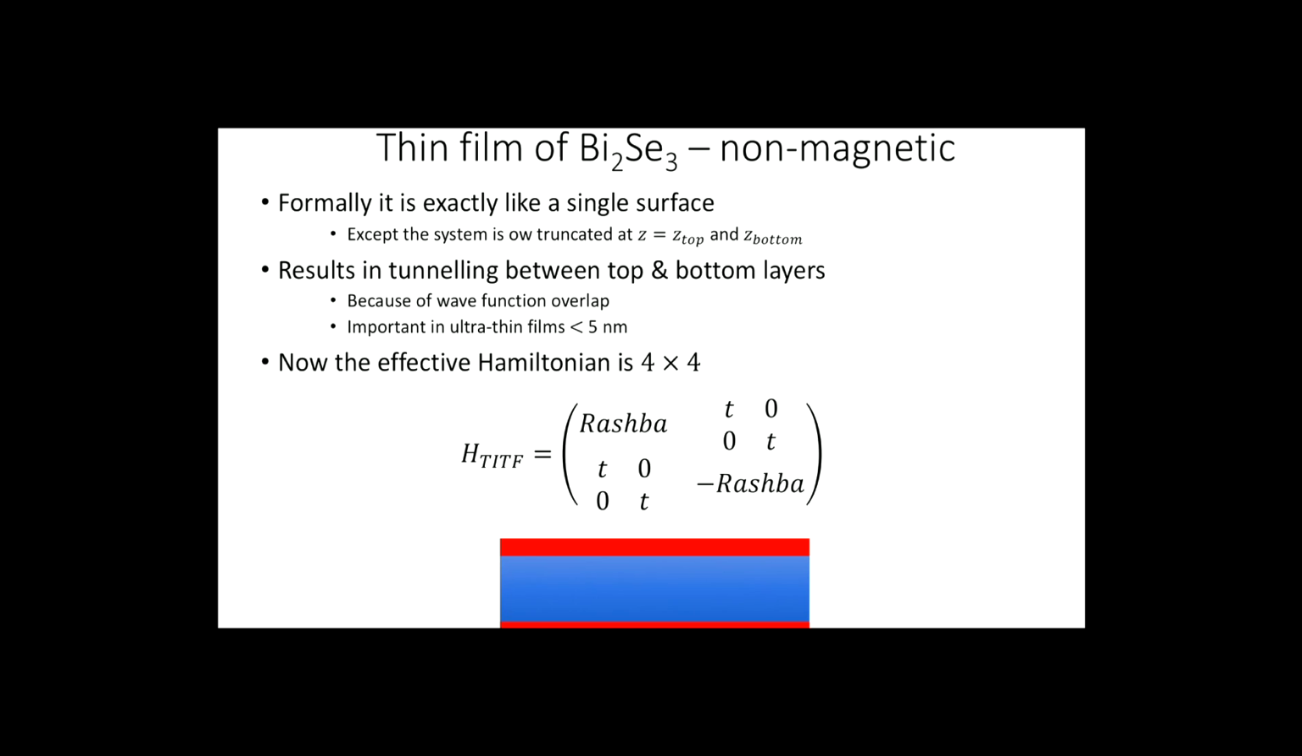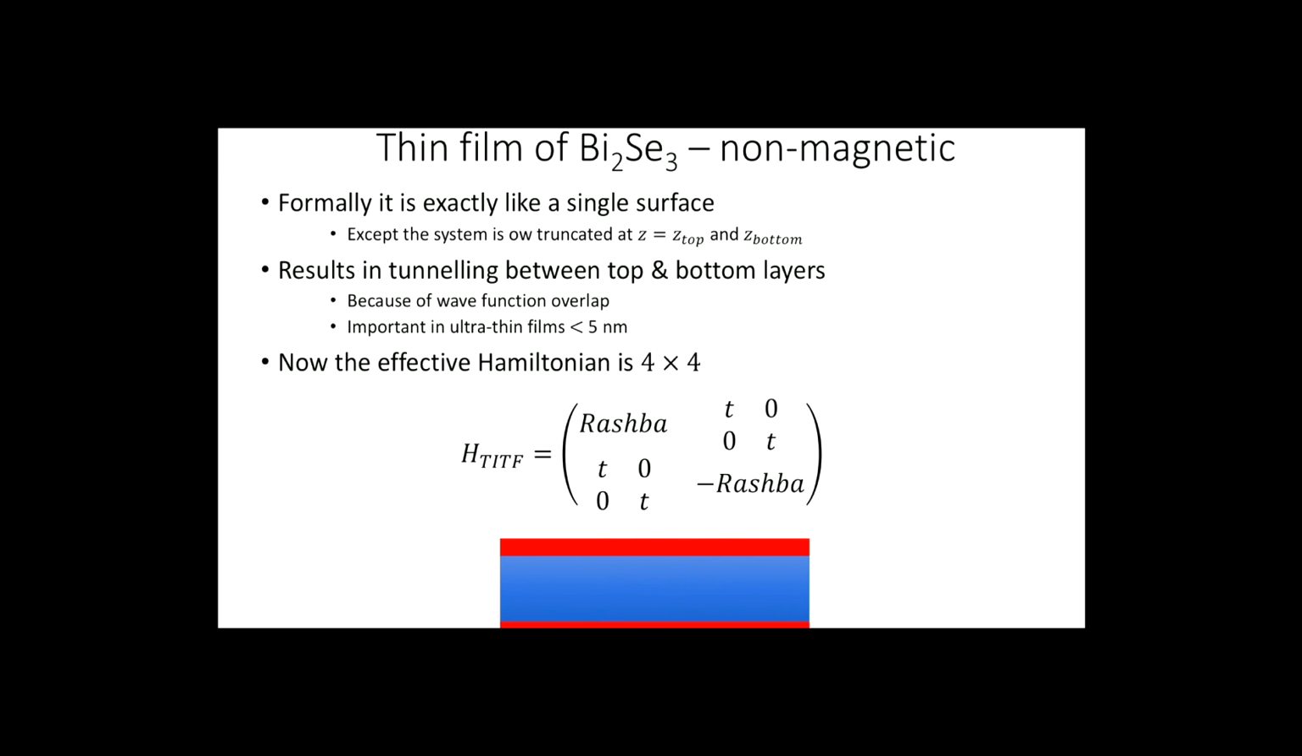This scale should not be a surprise, because the extent of the wave function for a single surface is around 1 nanometer. So once the separation between the surfaces becomes of the order of a few nanometers, the wave function overlap and tunneling is going to become important. But we don't need to do all that algebra to figure out what the Hamiltonian will look like, because we can just write it down by hand.